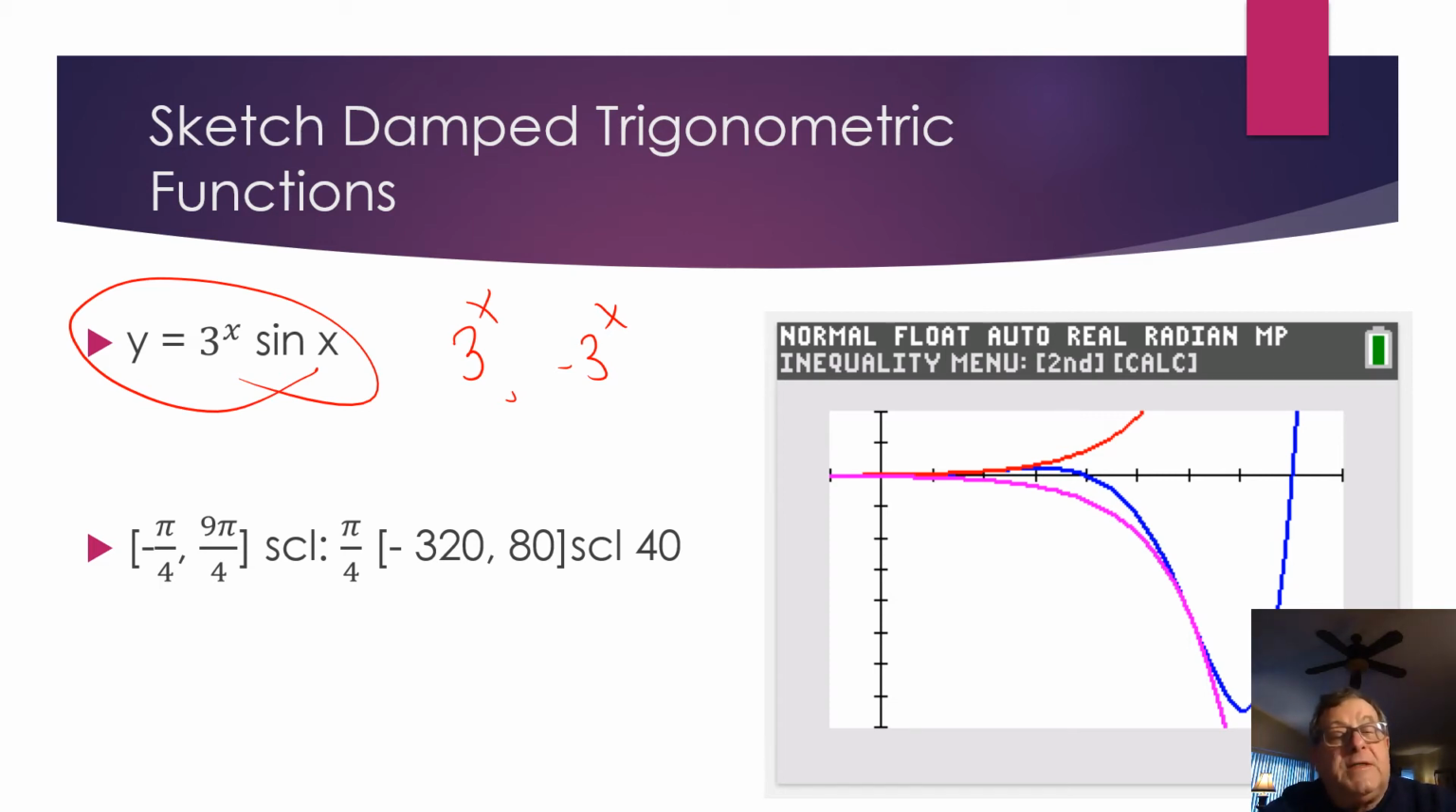And the scale that we set up on the x-axis, we set negative, hard to see that negative right there, but it's there, -pi/4, 9 pi over 4 as the x max. We used the scale of pi over 4. And then on the y-axis, we used -320 to 80 with a scale of 40.